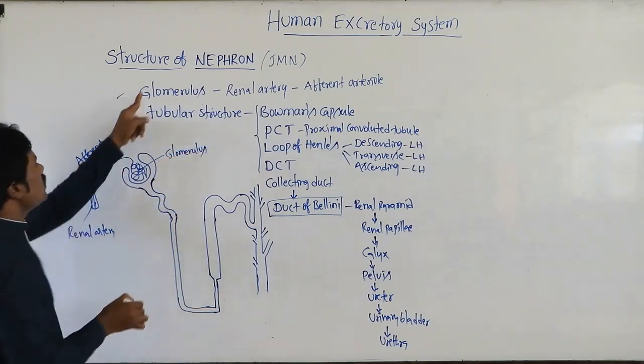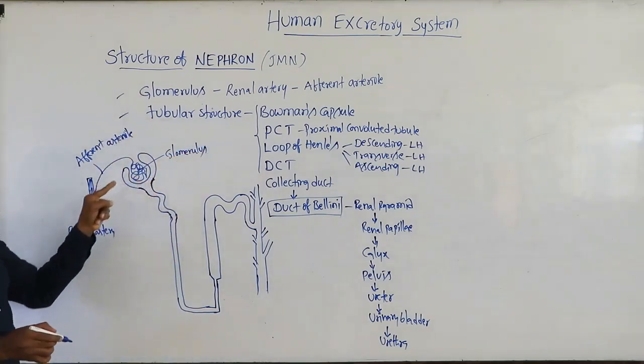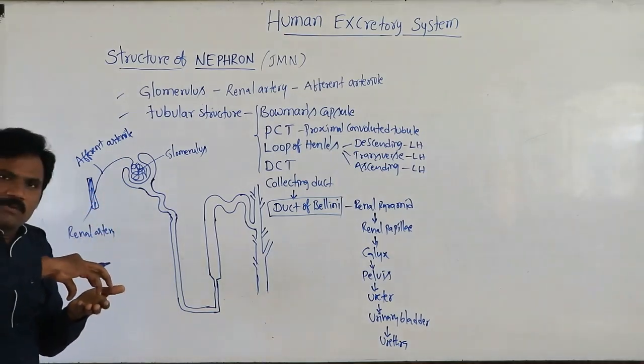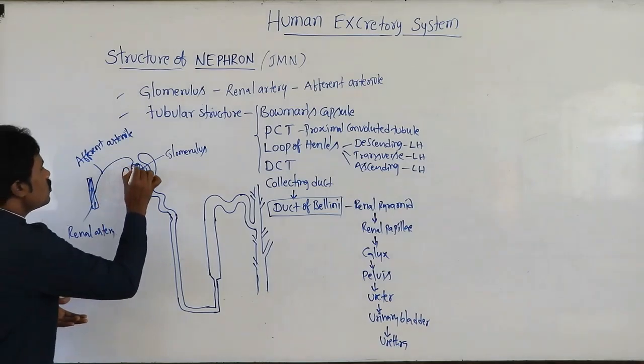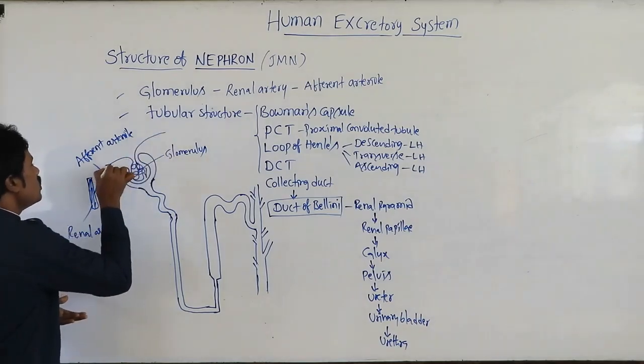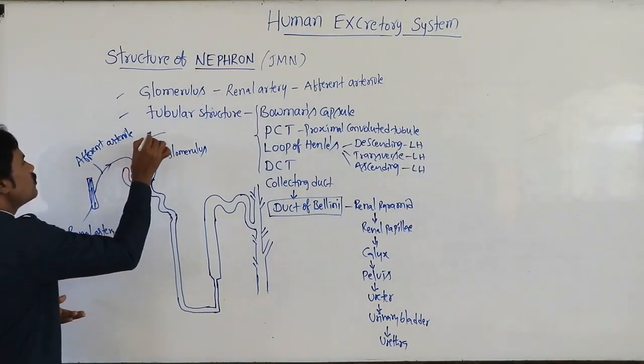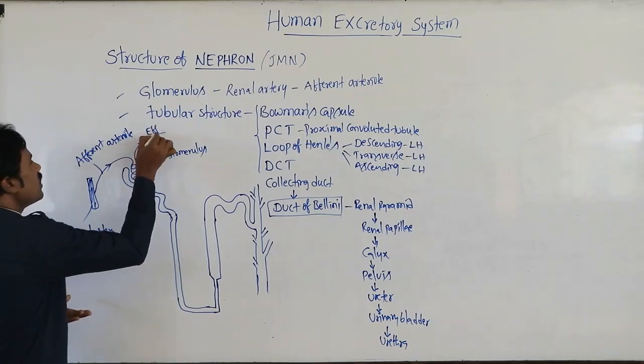This afferent arteriole, inside the Bowman's capsule, forms what we call the glomerulus. Like this, the glomerulus will form. From this glomerulus, one more blood vessel comes out. This is incoming, this is outgoing. This we call the efferent blood vessel.